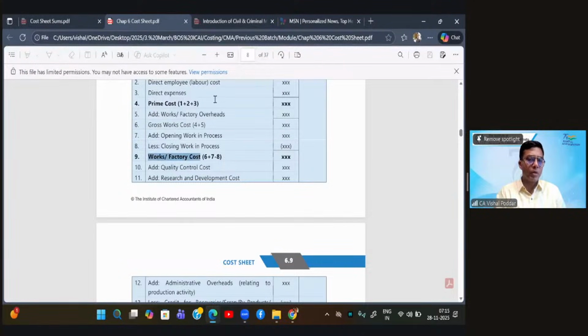So it is like this: prime cost plus factory overheads. If you want, you can make an interim total of both these called gross works cost, or you can avoid this total: simply prime cost, factory overheads, add opening WIP, less closing WIP, you get factory cost or works cost.